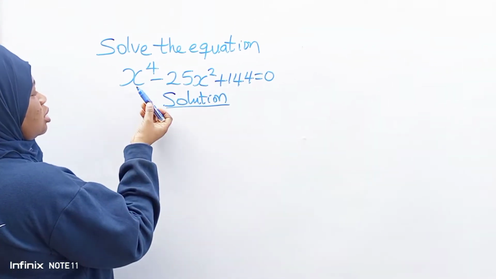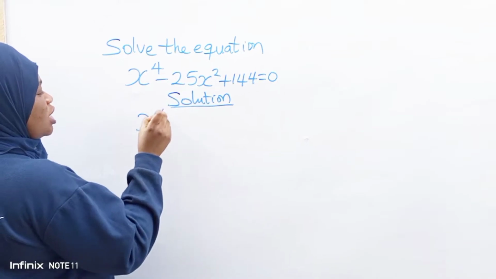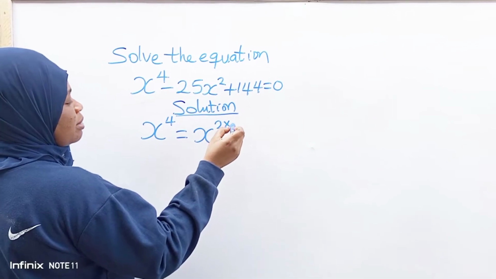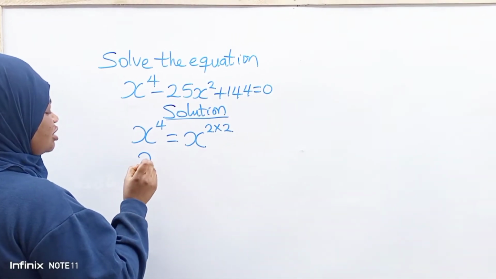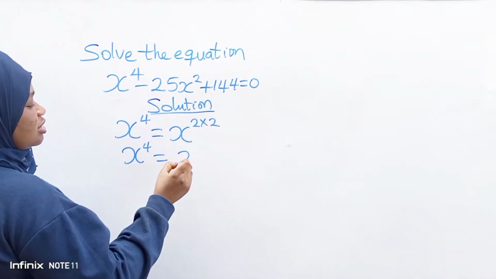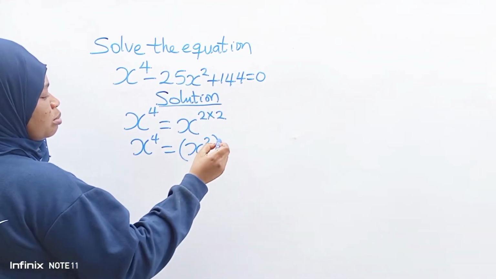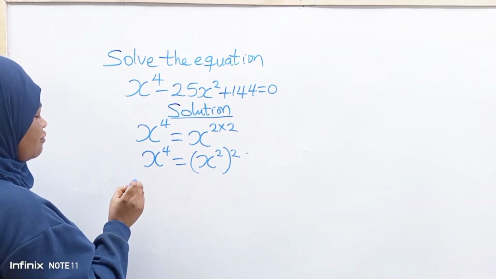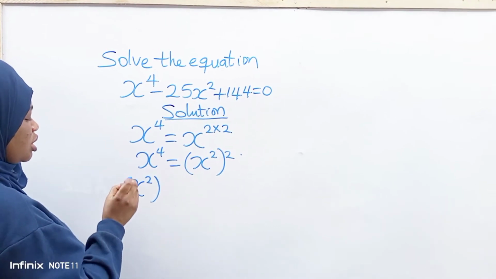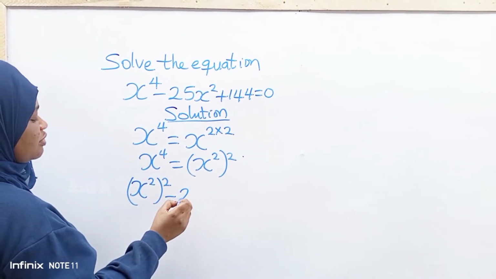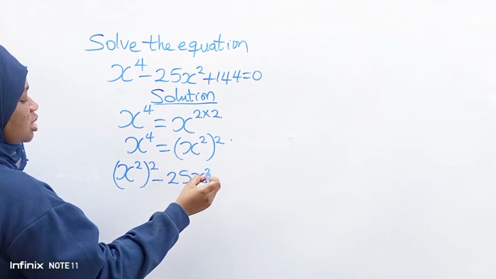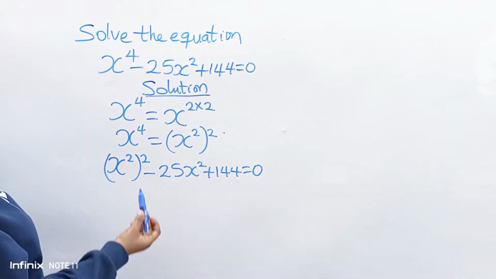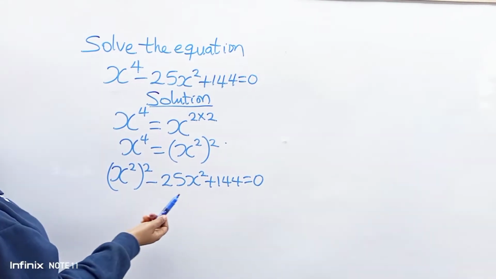So we know that in the law of indices, x raised to power 4 can be simplified as x raised to power of 2 multiplied by 2. So you can say that x raised to power 4 is the same thing as x raised to power 2, then raised to the power of 2. So now let's substitute x raised to power 4 again. So we have x raised to power 2 raised to power 2 minus 25x squared plus 144 is equal to 0. You can see that I have not changed anything, it's still the same thing.